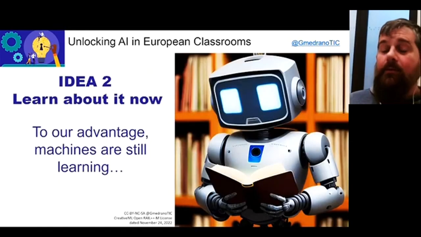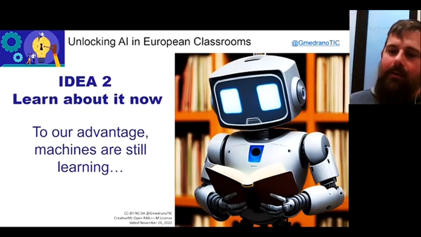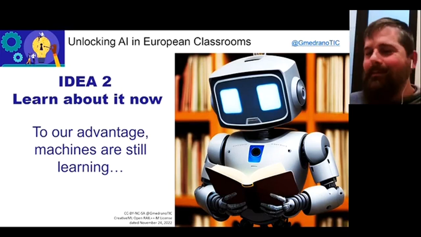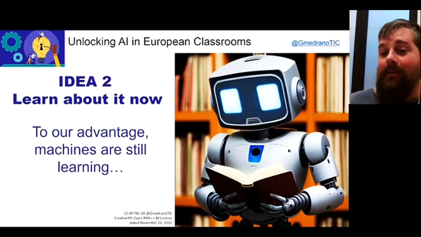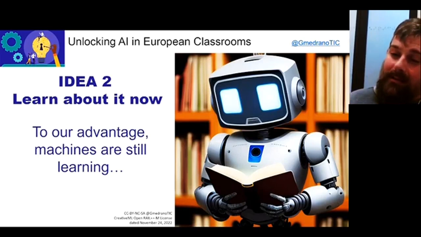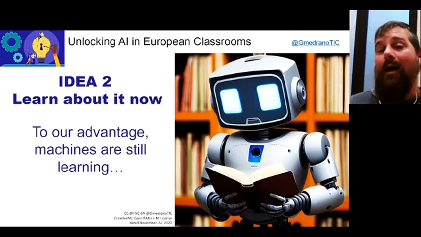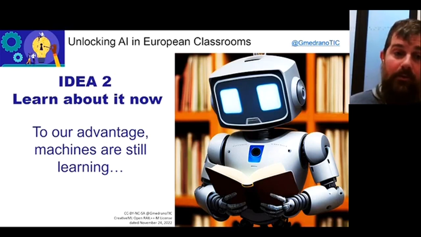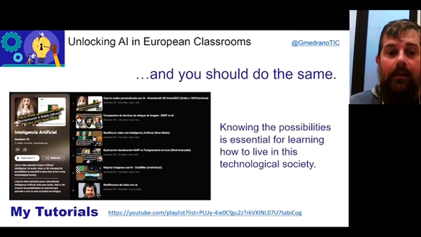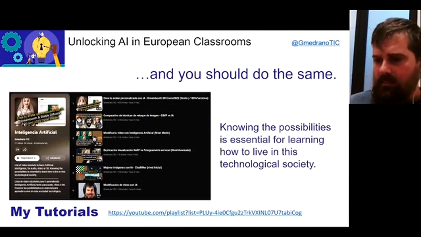The second idea is learn about it right now. Why right now? I have my family, my kids, and everything. So why right now do I have to take time from my life? Because our advantage is that it is right now booming. So we have to take the train. Later the train is going faster, but we have to know, at least, what happens with this artificial intelligence and how it's growing. And in that way, I created some tutorials.